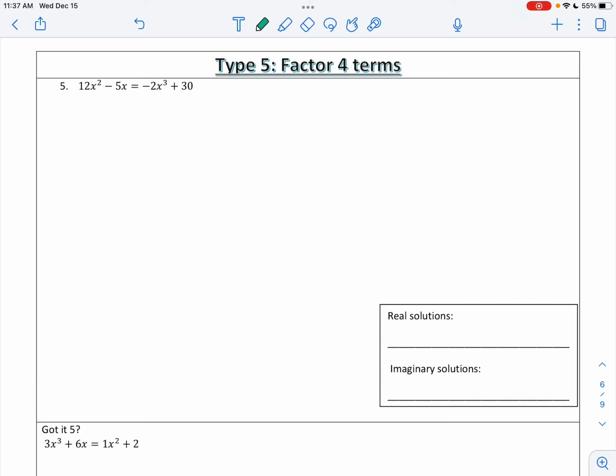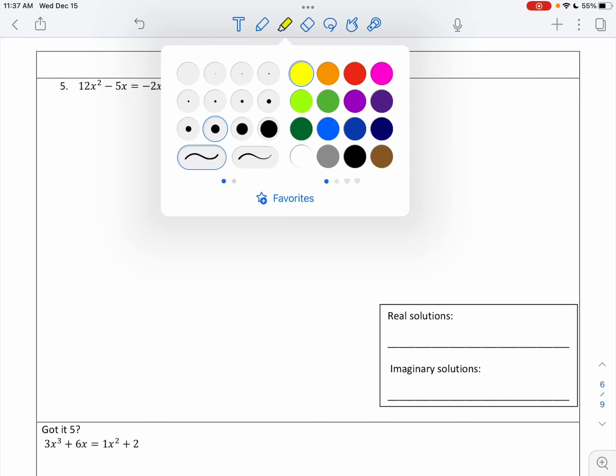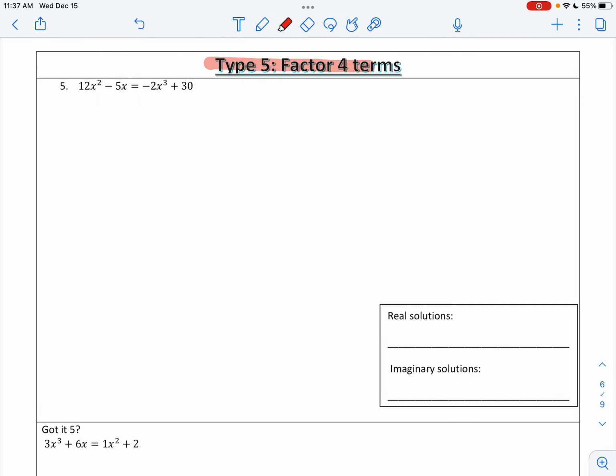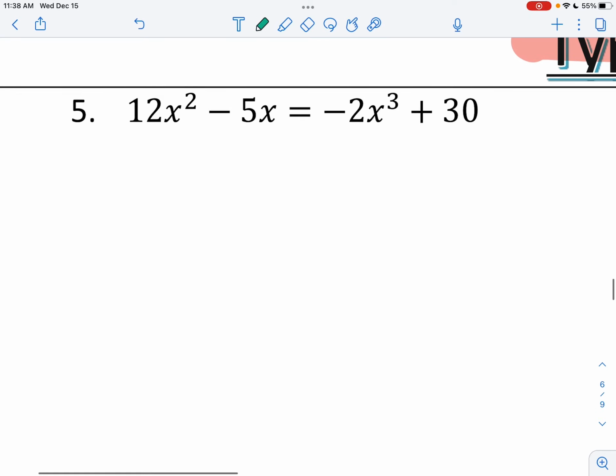Hi, okay, so we are on type 5. Type 5: factor 4 terms. Now, I know everybody remembers how to factor 4 terms, but let's go ahead and remind them. Step 1, we have to set everything equal to 0. That's correct. So what should we do to both sides? Add 2x to the third. And minus 30.